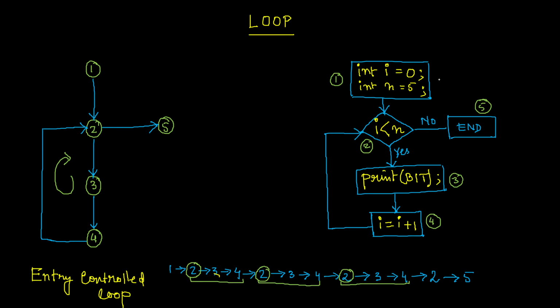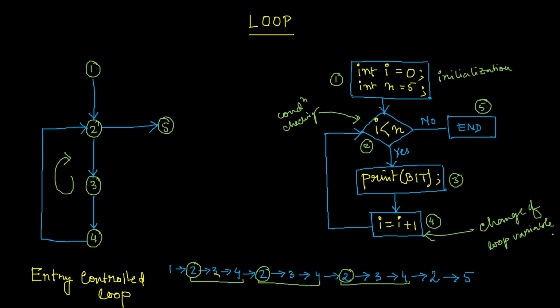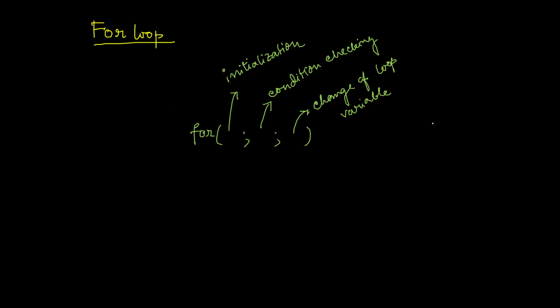This is the part of initialization. This is the part of condition checking. And this is the part for change of loop variable. Loop variable means the counter variable that actually holds how many times the loop has been executed. You see, similarly this has been reflected in this way over here.